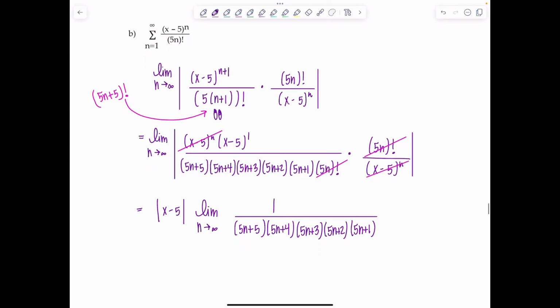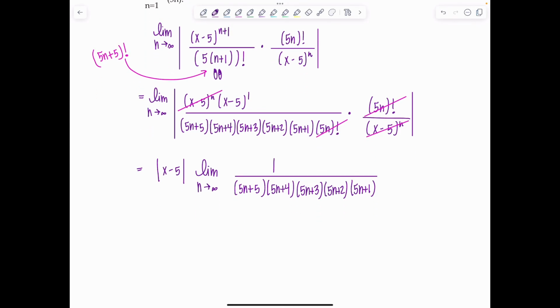Now, here's the fun part. As n goes to infinity, this whole denominator is going to infinity, and I just have a constant in the top. So this is all going to 0. Thank goodness. Which means I'm just left with absolute value of x minus 5 times 0, which is just going to be 0. And that's always less than 1. It doesn't matter what x is. This limit will always come out to be 0, which is less than 1.